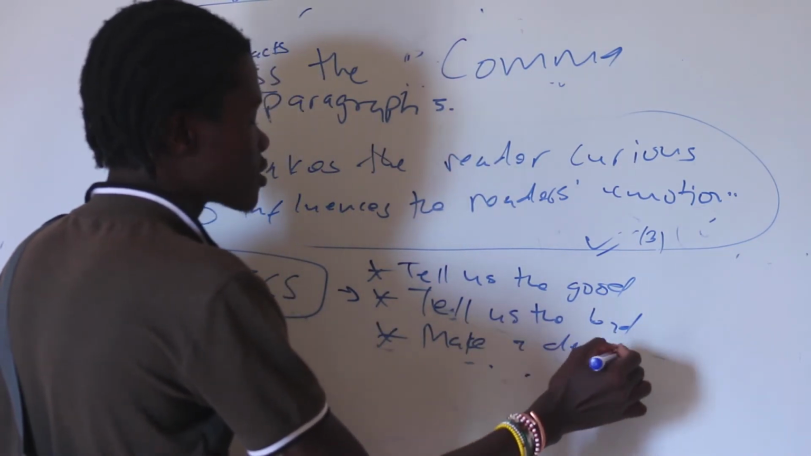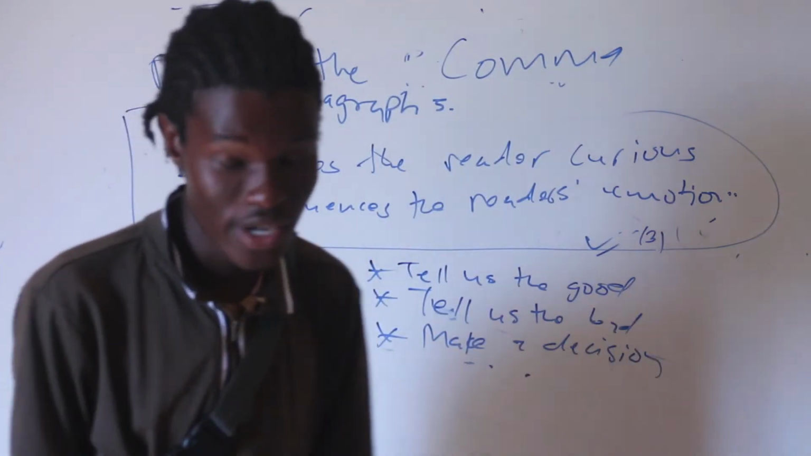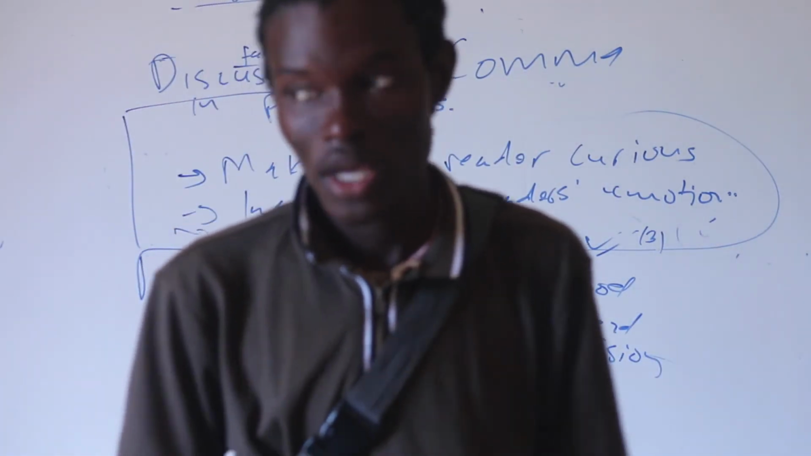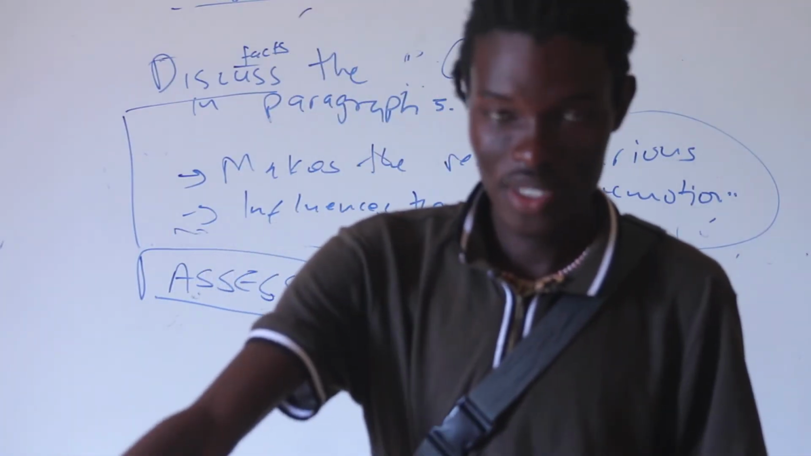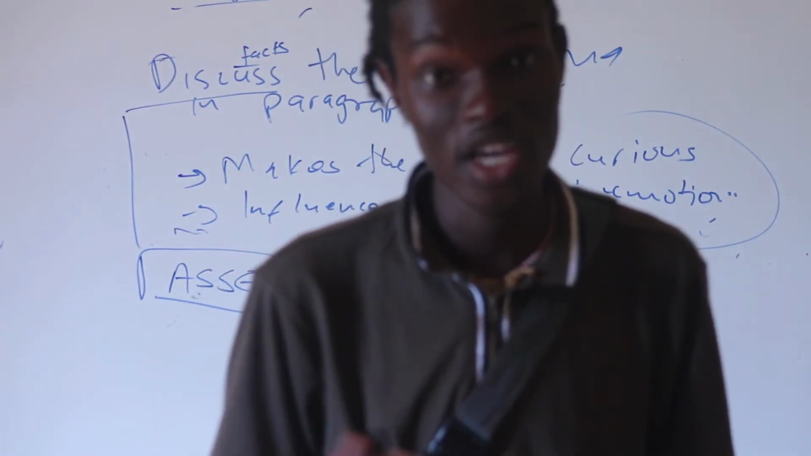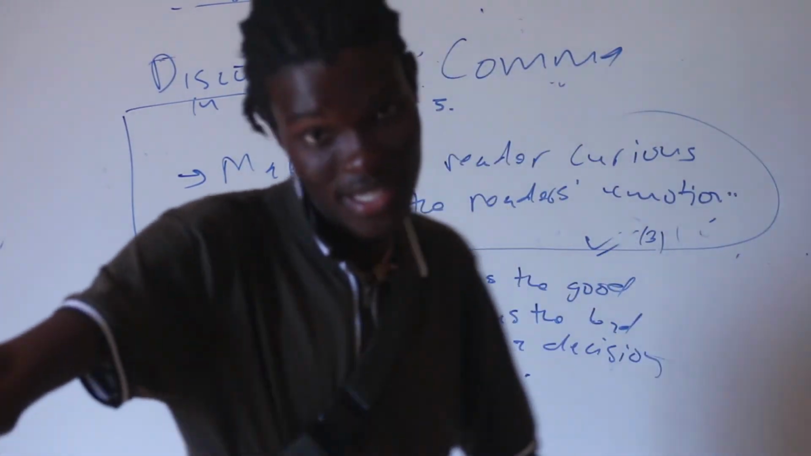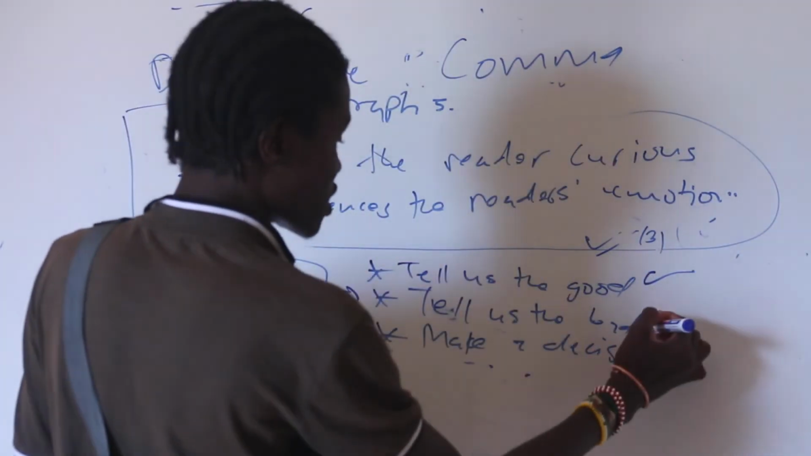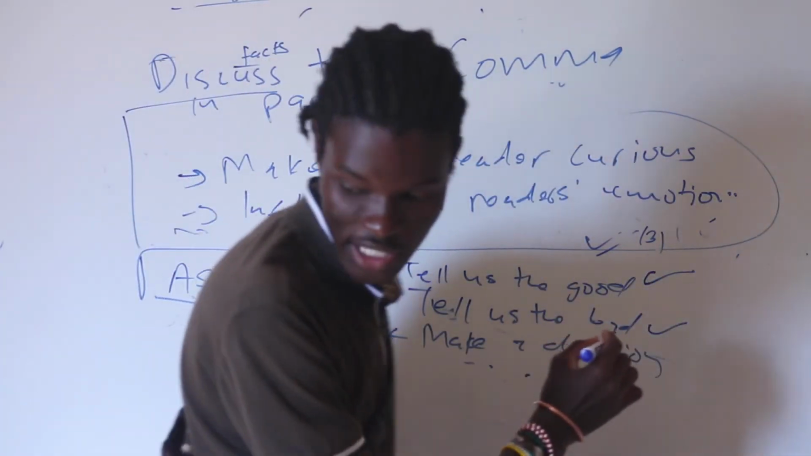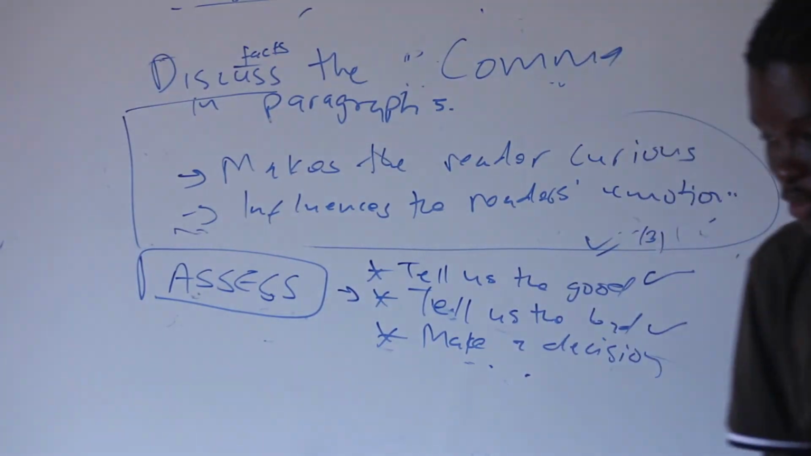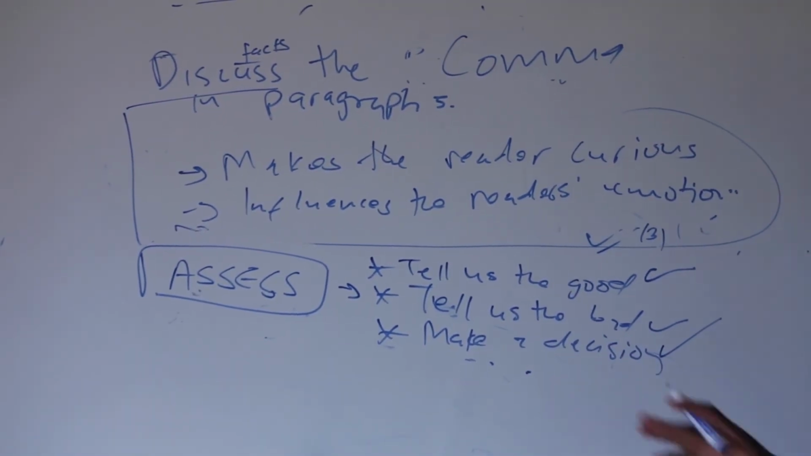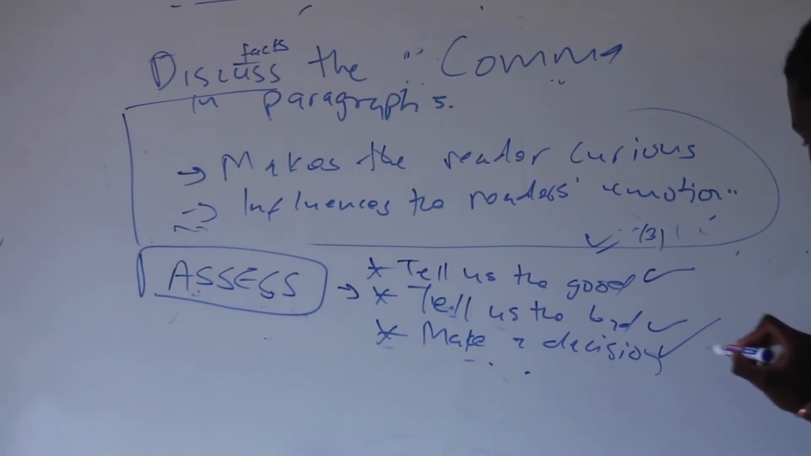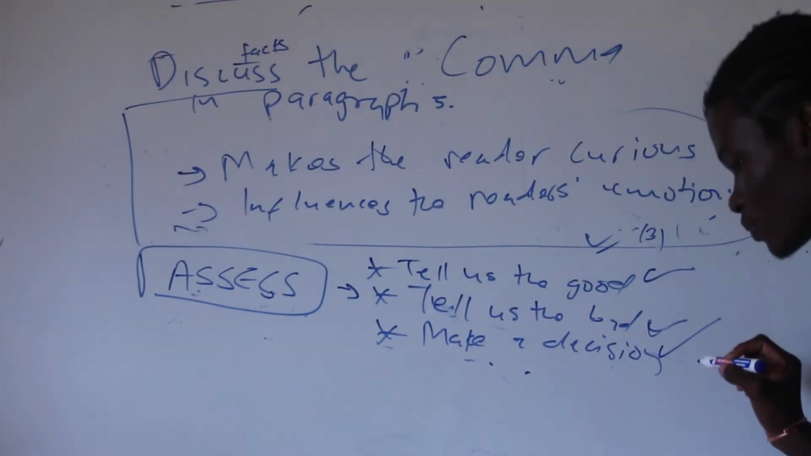I hope I'm making sense. You tell us the good side of whatever they're asking you, the bad side of it, and then make a decision. Assess semesters. Tell us the good about semesters, the bad about semesters, then make a decision whether you're with us or not. Simple. That's assess. 3 marks for this, 1 mark for this, 1 mark for that, and 1 mark for the other, then you make a decision.